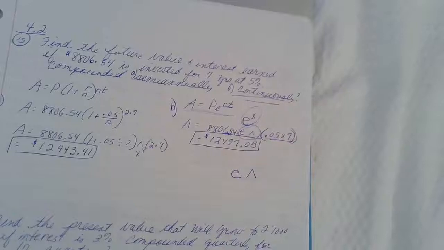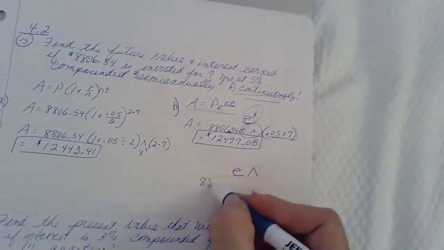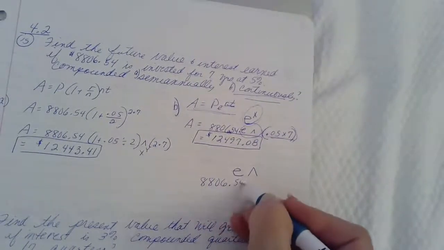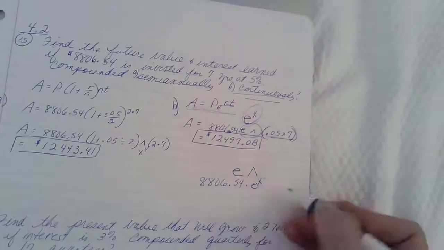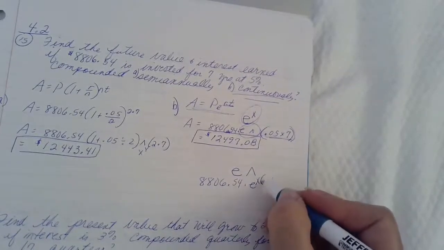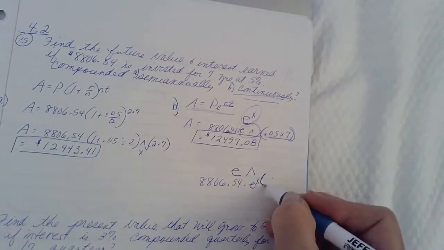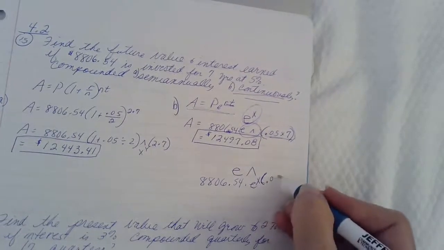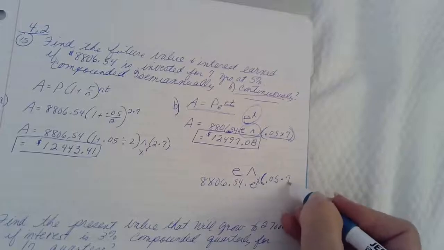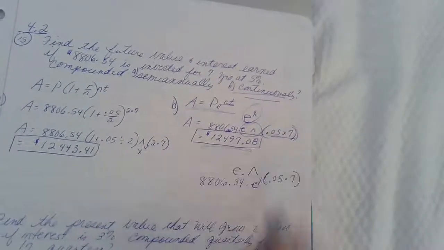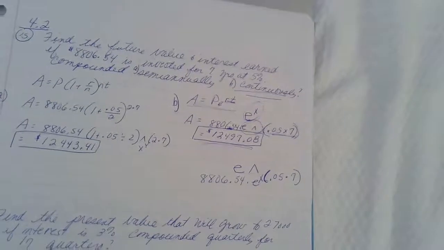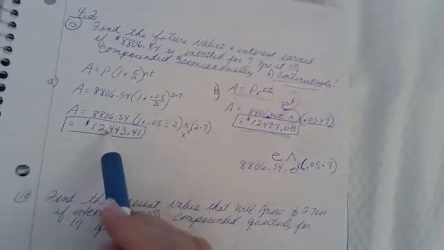So the input would be 8806.54 e to the x button, or times e to the x button. And I believe that opens up a parenthesis as well, so it'll start your parenthesis. You type in 0.05 times 7, then close your parenthesis, equals, and that should be what you get. So check that out. Notice that is just a little bit more than we got with the other method.